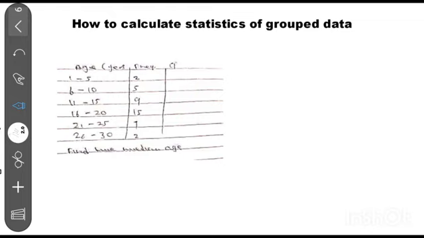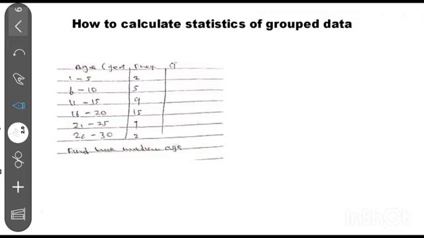They said about the table, we have the age. The first one ranges from 1 to 5. What I'm saying here is that the age ranges from 1 to 5. You have 6 to 10 and 11 to 15. We have 16 to 20, 21 to 25, 26 to 30. And we have the frequency: 2, 5, 9, 15, 7, 2. And you're told to find the median age of this table.